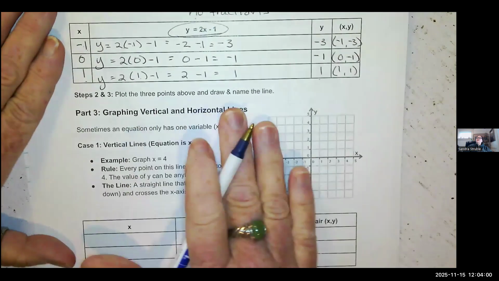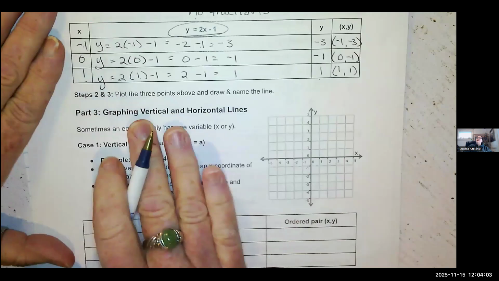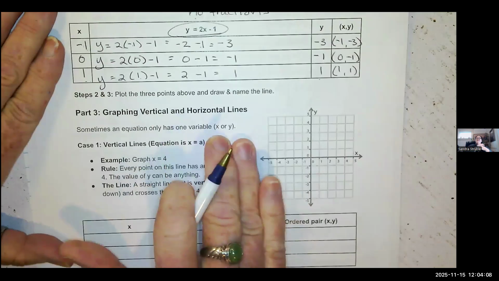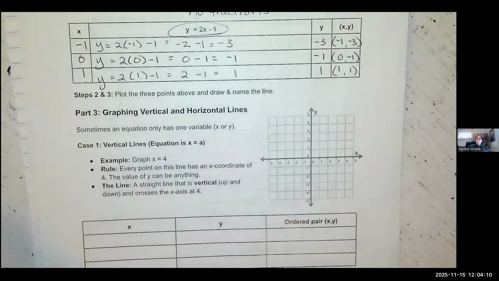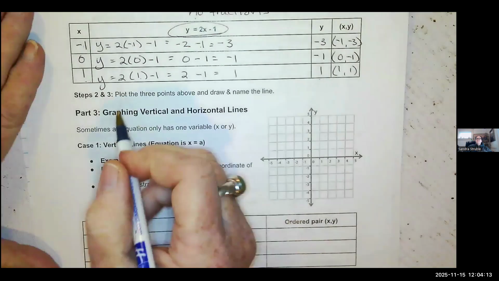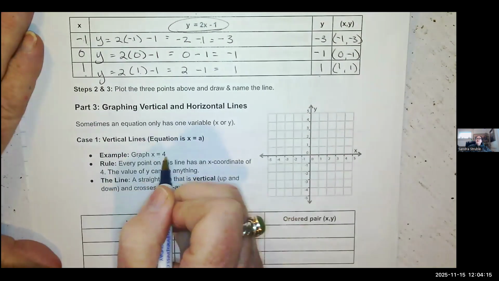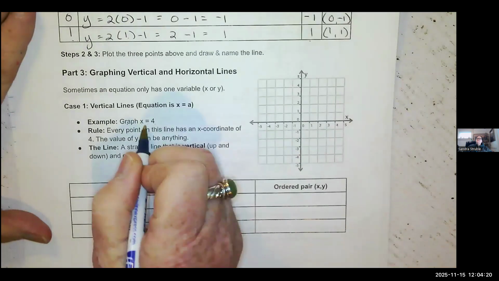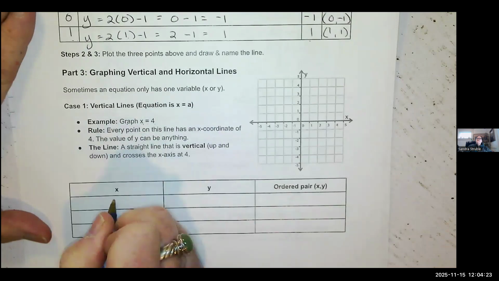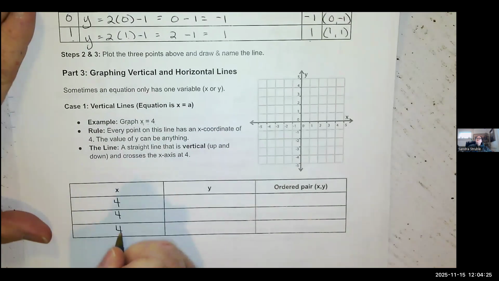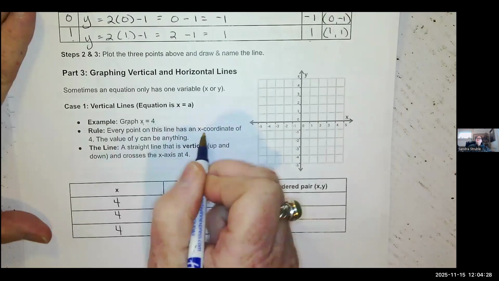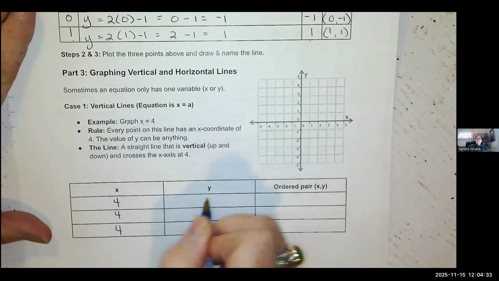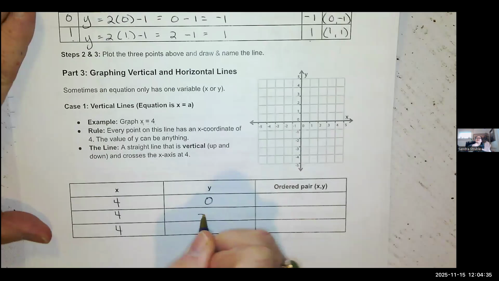Part 3, graphing vertical and horizontal lines. Sometimes an equation only has one variable, either x or y, and that's it. Here's an example. Graph x equals 4. Well, what does that look like? That's when only x is 4. Every point on the line has an x coordinate of 4. Done. The value of y can be anything. It can be 0, it can be -3, it can be 4, it can be anything.